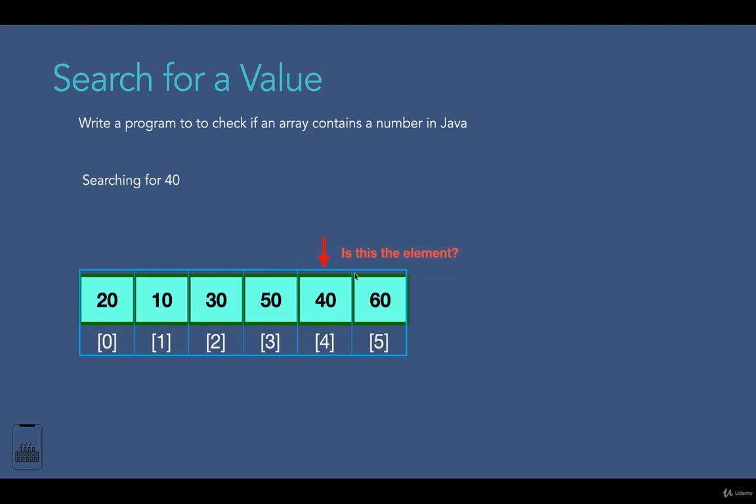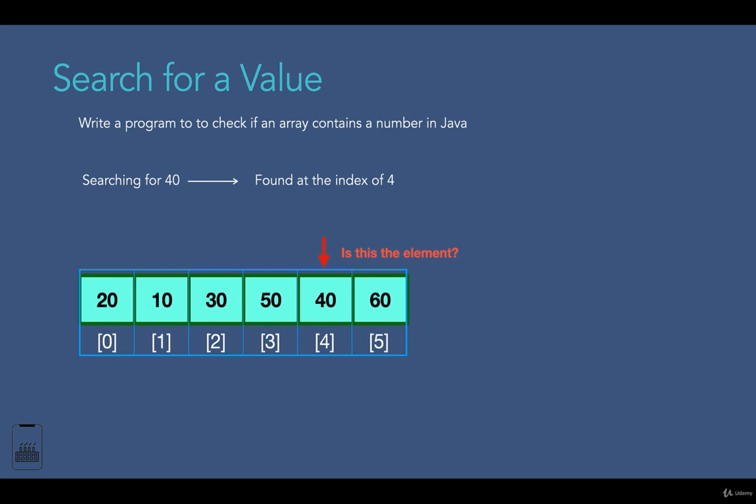The same applies here and we continue to the next element. When we reach the next element, we see that its value is 40. So this is the value that we are looking for. This means that we are going to return saying that 40 is found at the index of 4. This is the main logic behind searching for a value in the array.